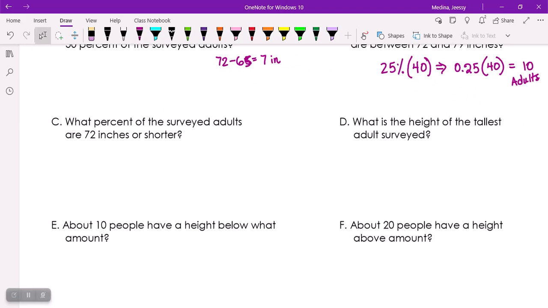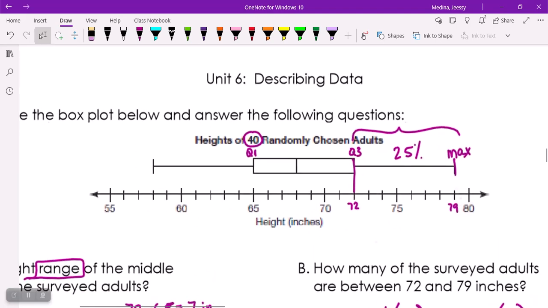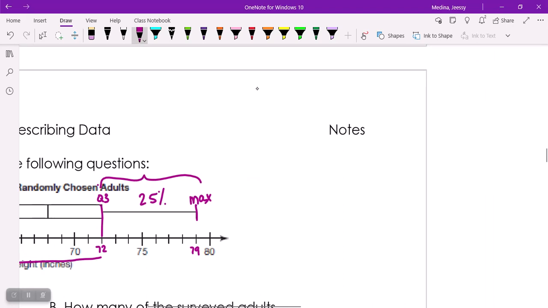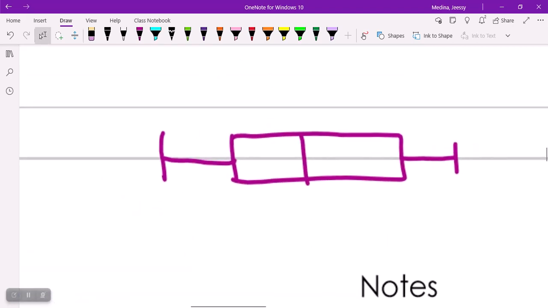All right, what percent of the adults are 72 inches or shorter? So you go to your box plot and find 72. How much data do you have below 72? This is Q3. How much data is below Q3? No, it's not 25. Pay attention, I'm going to explain it again. 75 is the answer, but it's not a guess, it's something that we need to know.